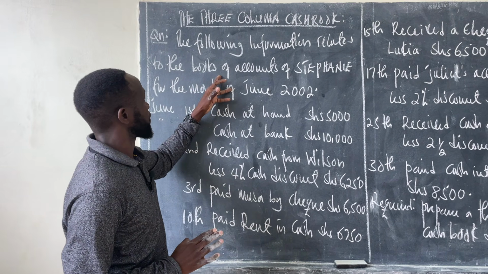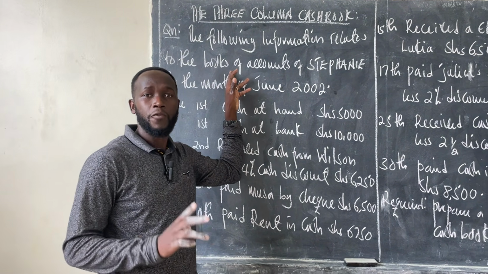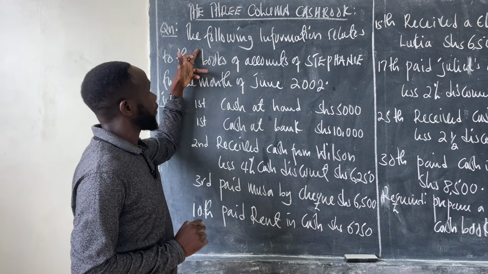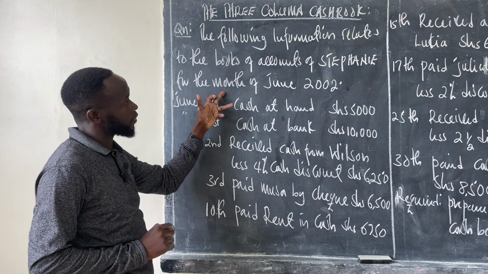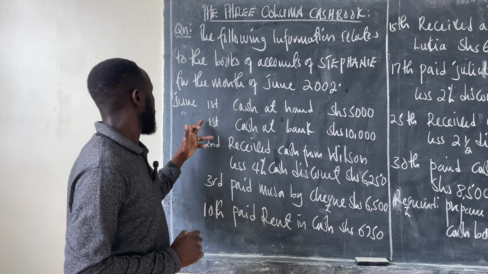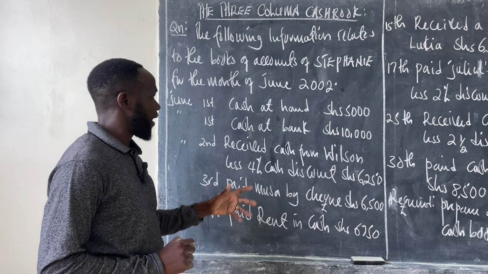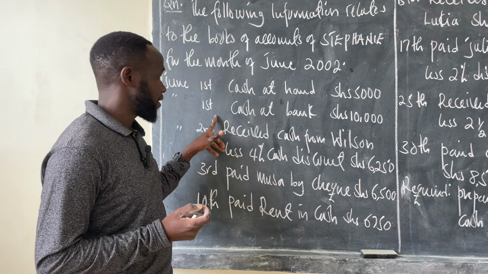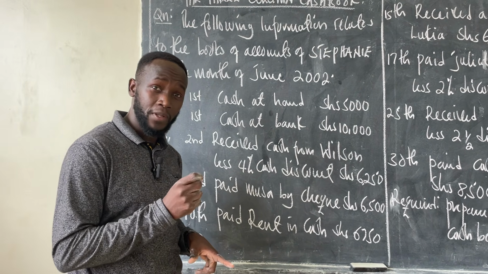When you look at this question, every person can see it clearly. It goes: the following information relates to the books of accounts of Stephania for the month of June 2002. On June 1st, Stephania had cash at hand of 5,000. And on the same date, she had cash at bank of 10,000.